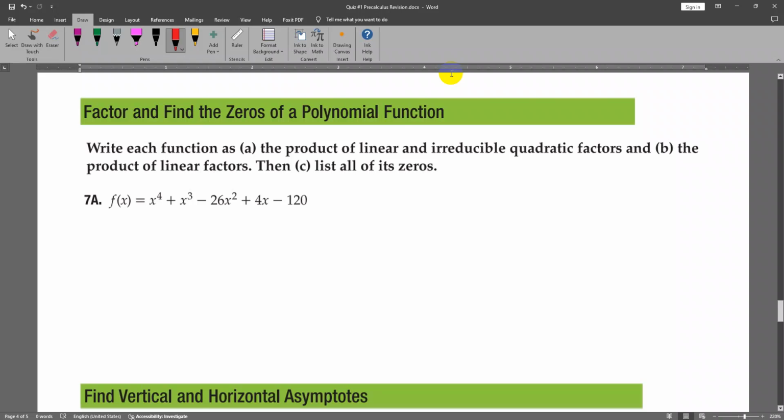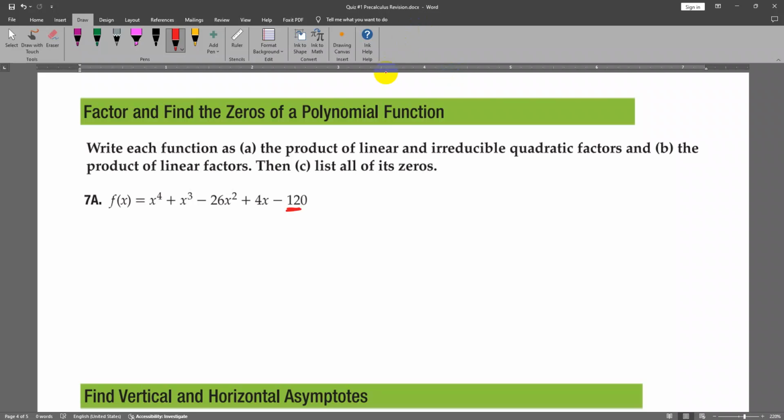Find the zeros of the polynomial. We need to write each function as the product of linear and irreducible quadratic factors, and the product of linear factors, and list all of the zeros. Let's do it. At first let's get the factors of 120. It will help us to find some zeros of this function.